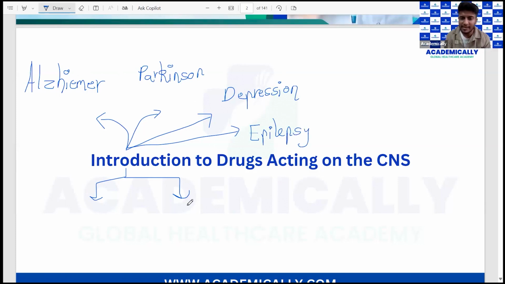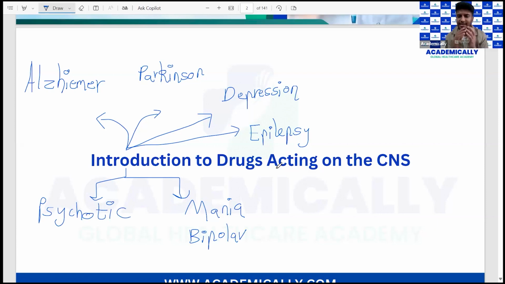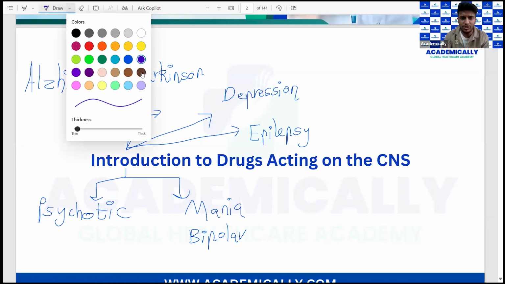Next up, mania and bipolar: sudden excitation or sudden depression. Bipolar has two phases; in one person, the two moods continuously swing and switch. And finally, psychosis or psychotic-like symptoms. Similarly, there are different neurotransmitters involved in these diseases, and an imbalance in that neurotransmitter is what leads to these progressive, neurodegenerative diseases.